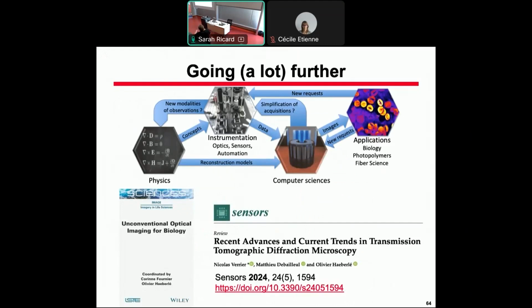So there is a reason. If you are interested in multidimensional optical imaging, we made a recent review where, if you are interested in tomographic diffraction microscopy, there are more than 300 references. You will have all the basics and the trends of the domain. It's for this year. And that one is open access.